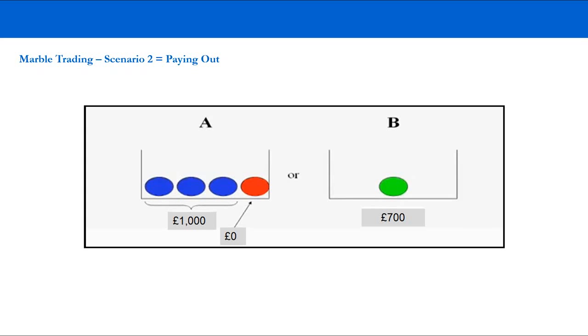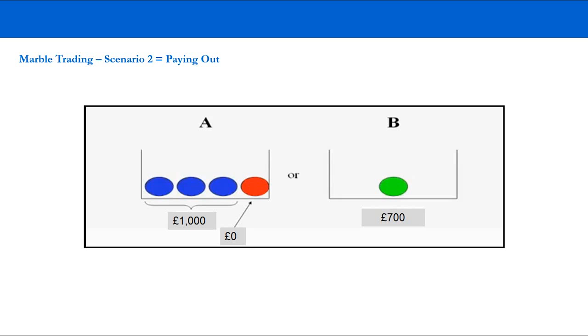In the next scenario, scenario 2, this is called paying out. So in the scenario, paying out, the roles are reversed in that you are now paying me. So you still have to put your hand inside one of the boxes, but now you are paying me.